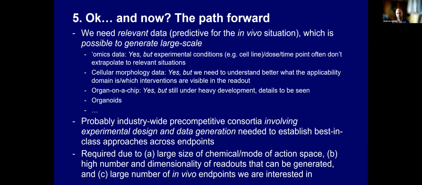There's always a sweet spot. So complex enough, but not too complex, right? So you can generate data on a larger scale, but it's still in vivo meaningful, right? Yeah, we probably need those consortia due to the large size of chemical as well as mode of action space that we need to sample.